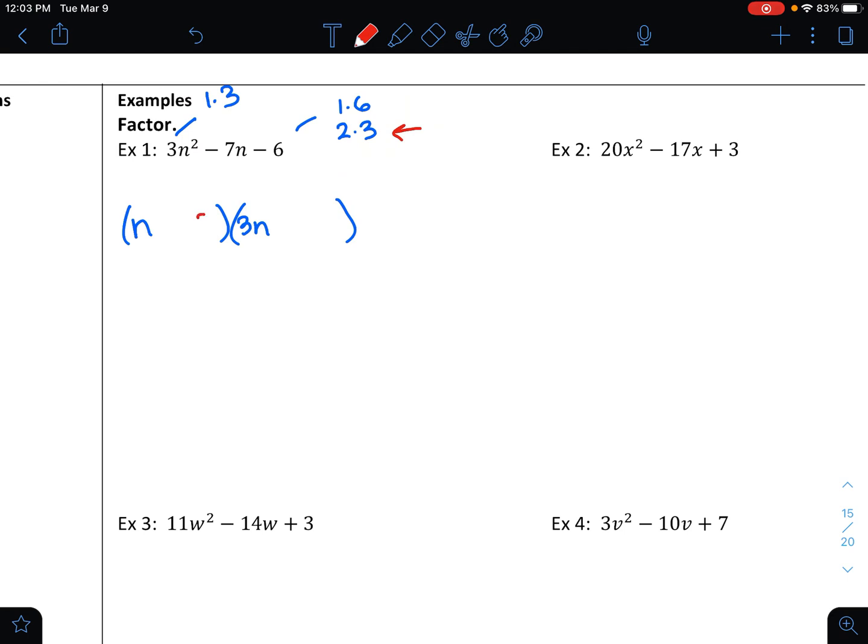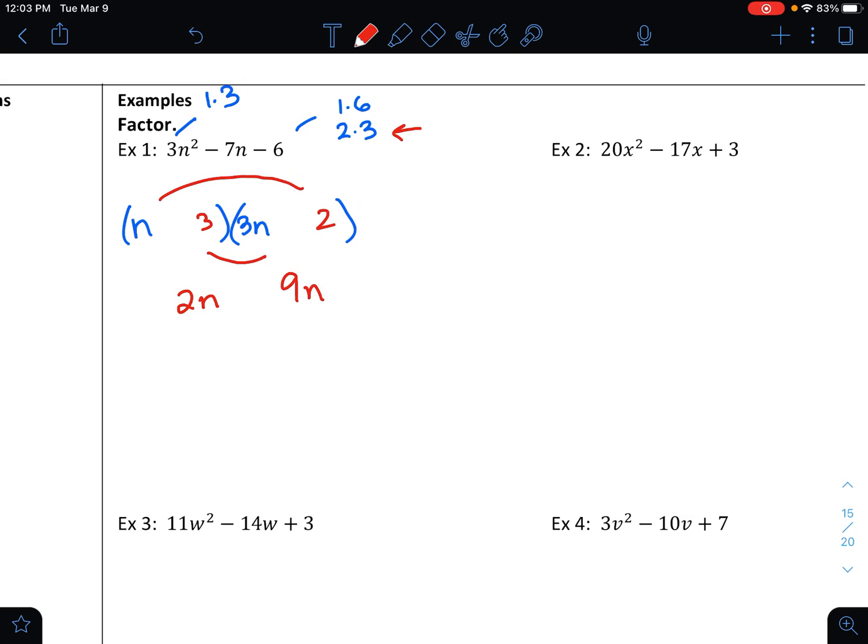And so I'm going to put 3 here and 2 here, and then I'm going to recheck the two outer multiplied and the two inner. So n and 2 is 2n. 3 times 3 is 9.